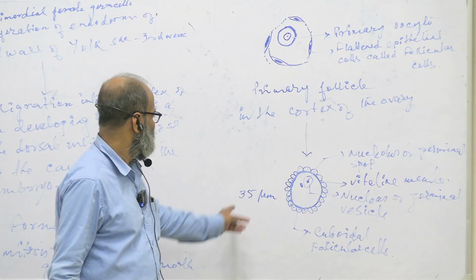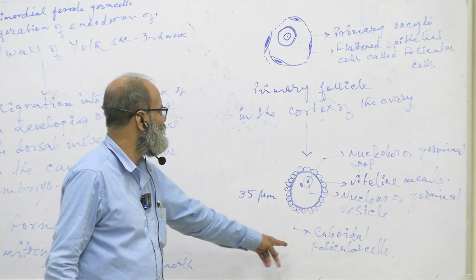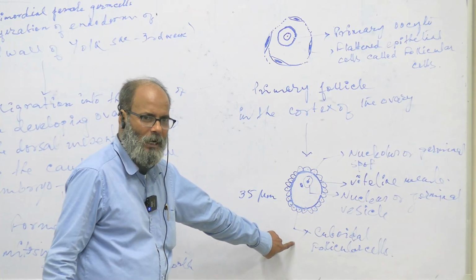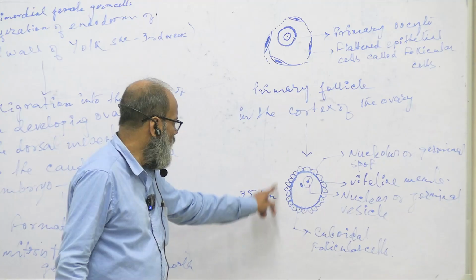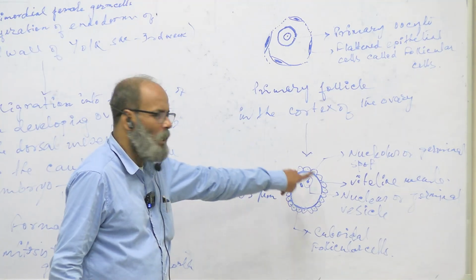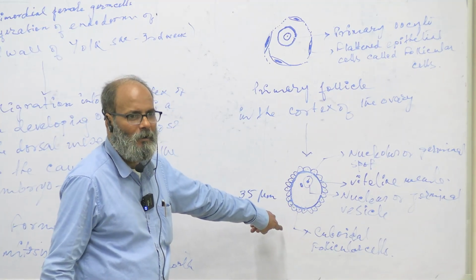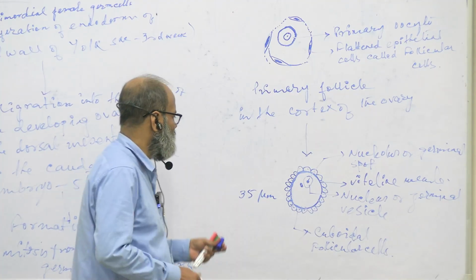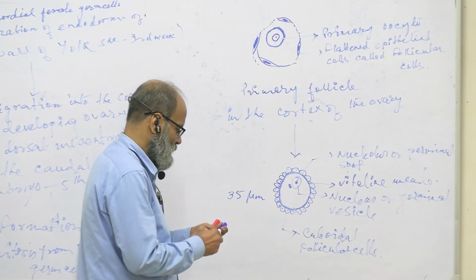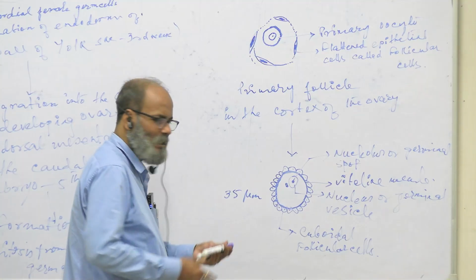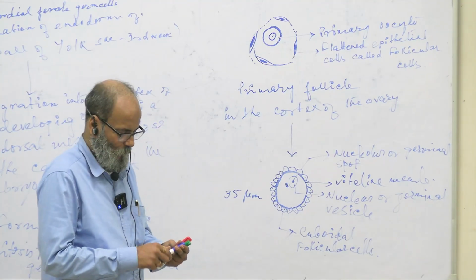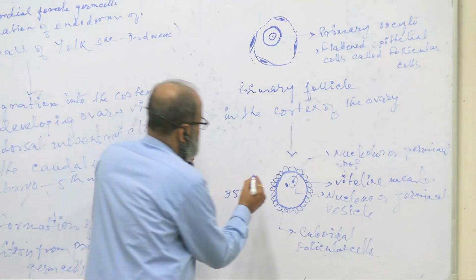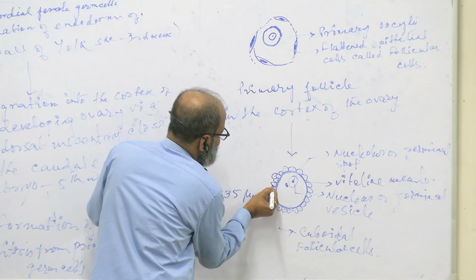All right. So at the level of the maturing secondary follicle, the cell size has increased and the follicular cells have become cuboidal and multilayered. I didn't draw the multilayered. This becomes multilayered because the blue sketch pen is disturbing. This will become multilayered like this.